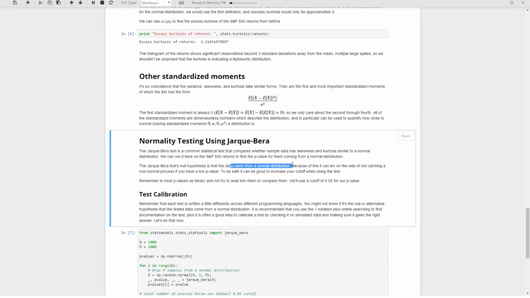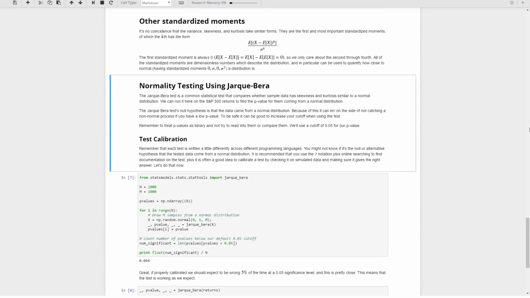Remember, we want to make sure that we're just looking at whether the p-value is above or below our chosen alpha, our chosen significance. We don't want to try to talk about relative degrees of normality. We're trying to come up with a definitive test, so we just want to treat it as binary.